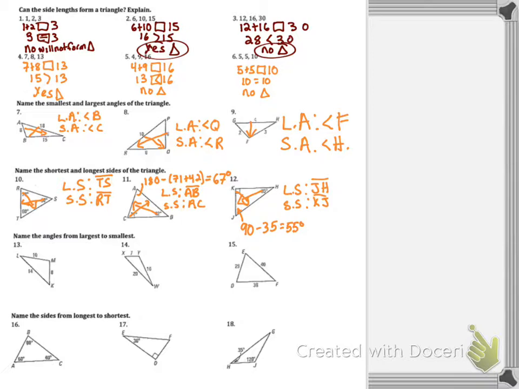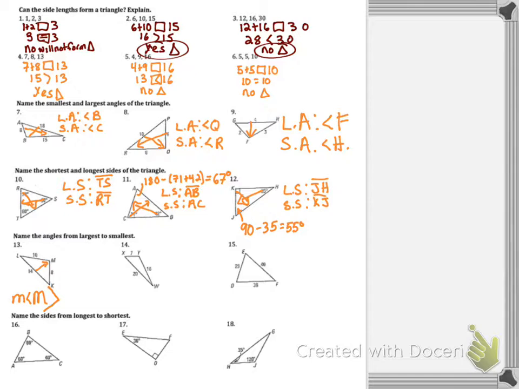The next group down here says to name the angles from largest to smallest. So the largest angle is the angle across from our biggest side, so the measure of angle M. And then remember, I make this super pronounced so you guys can tell the difference. So that's going to be is greater than.